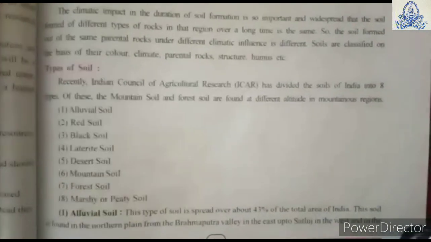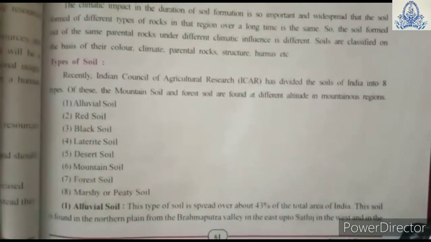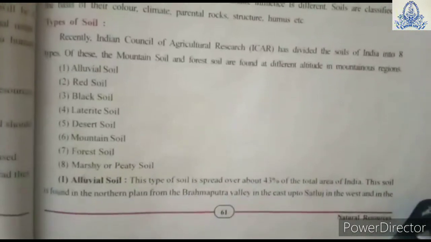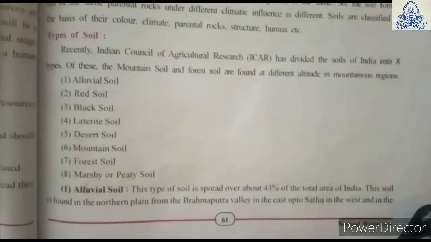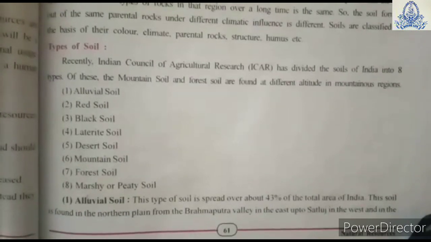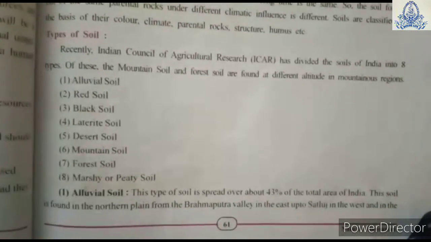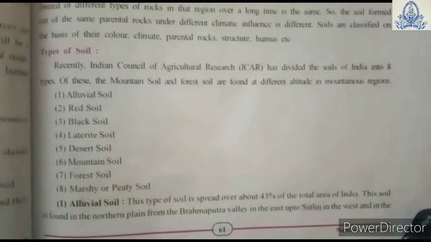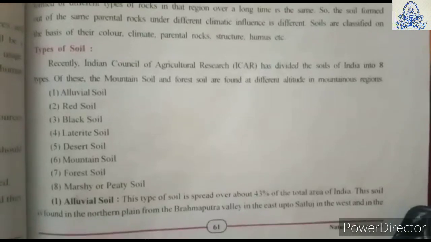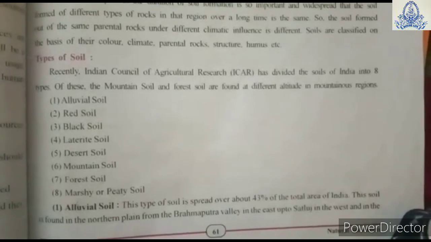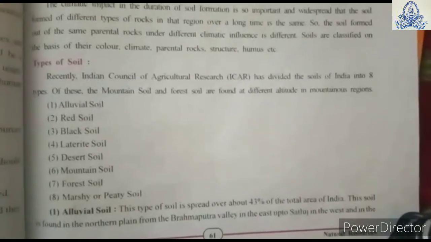Now, let us see the types of soil. The Indian Council of Agricultural Research has divided soil into 8 different types on the basis of color, climate, parental rock, structure and humus. First is alluvial soil, second is red soil, third is black soil, then laterite soil, desert soil, mountainous soil, forest soil, and marshy and peaty soil. In 9th standard social science also you must have studied about these types of soil and where they are found. Now in detail we are going to study the characteristics of these soils.